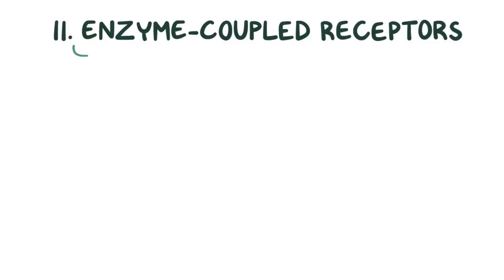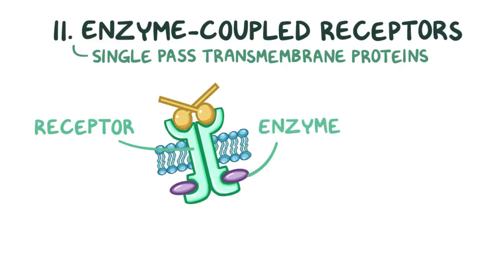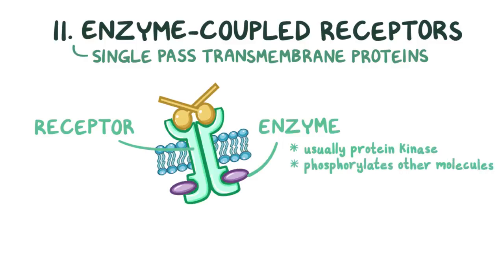Finally, there are enzyme-coupled receptors. These are usually single-pass transmembrane proteins, meaning that they only have one transmembrane segment. The extracellular end of these receptors bind to ligands, and their intracellular end has enzyme activity. The enzymatic domain is usually a protein kinase, which phosphorylates other molecules.